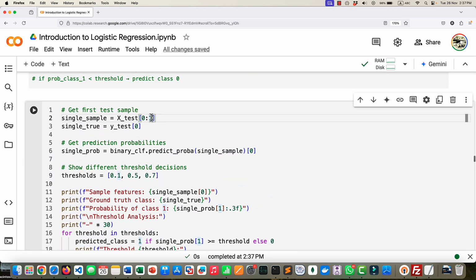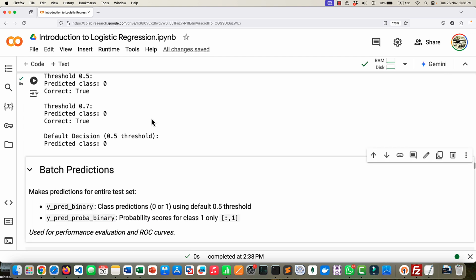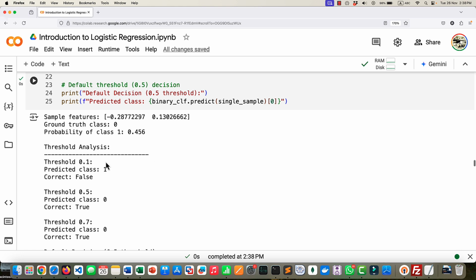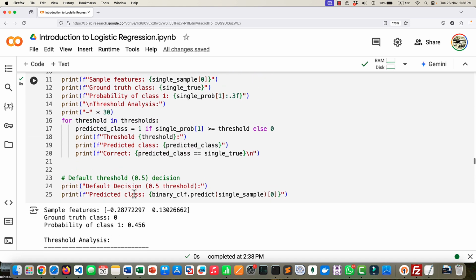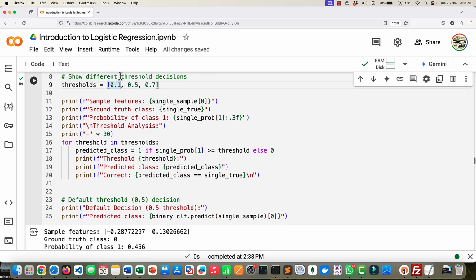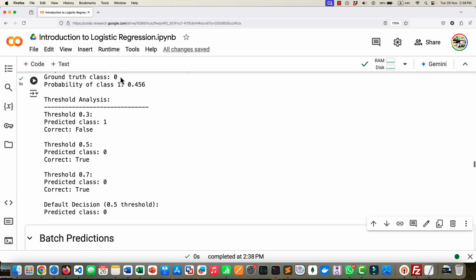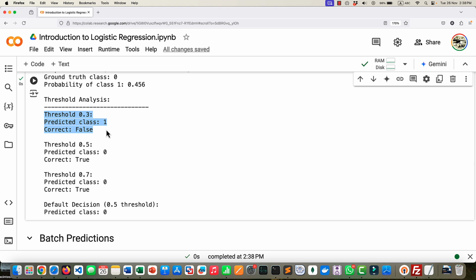Okay, let me try it for another one. Yeah, no, this doesn't work. Okay, I choose another value. Let me change the threshold to 0.3. Maybe it works. False. Okay, so you can see that the threshold plays a role in the classification of a model. Questions? Okay.